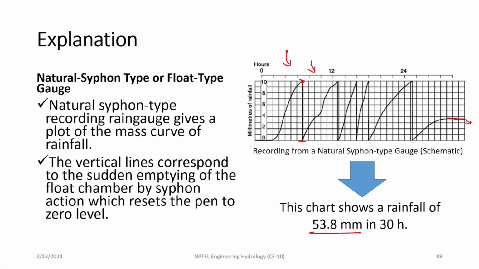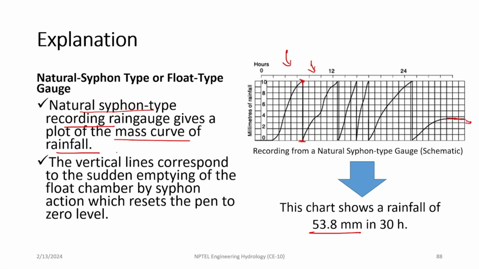But keep in mind that we are getting the data at an hourly scale. In case of non-recording, we are getting a cumulative value out of 24 hours. You can also see one more important line: the natural siphon type recording rain gauge gives the mass curve of the rainfall.